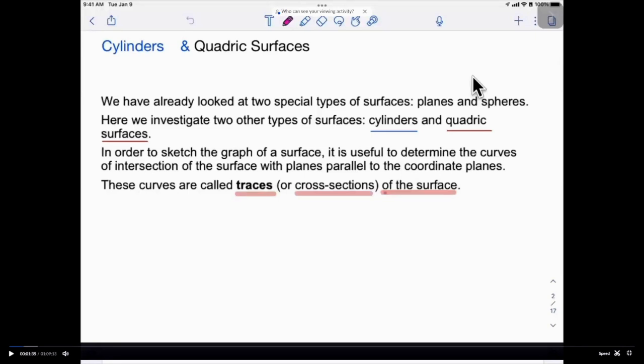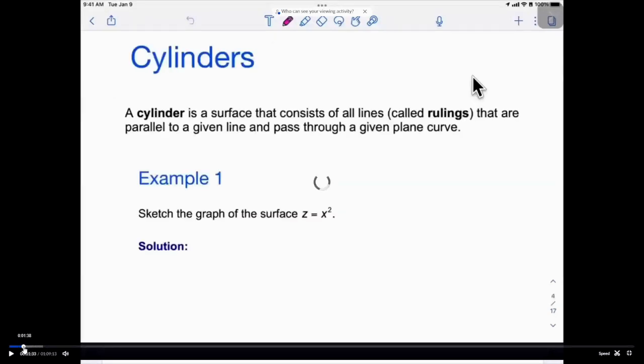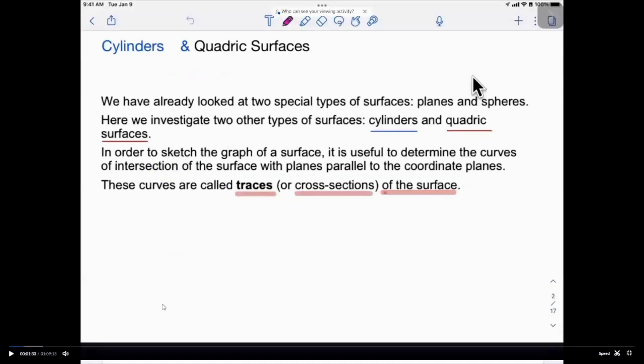Another type of surface we talked about is the sphere. Do you remember the equation for a sphere? (x - a) squared plus (y - b) squared plus (z - c) squared equals what? r squared, right. So those are the two types of surfaces we talked about.